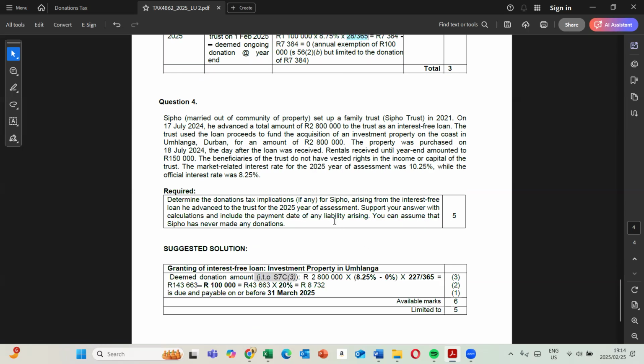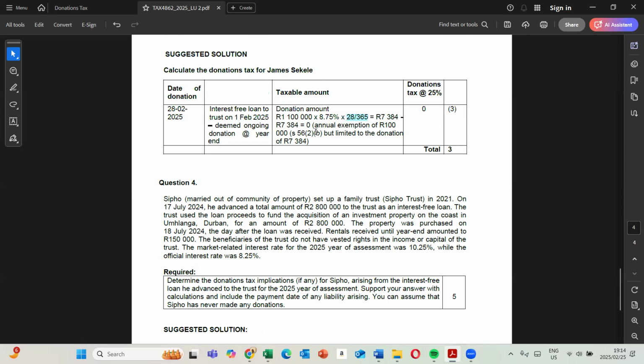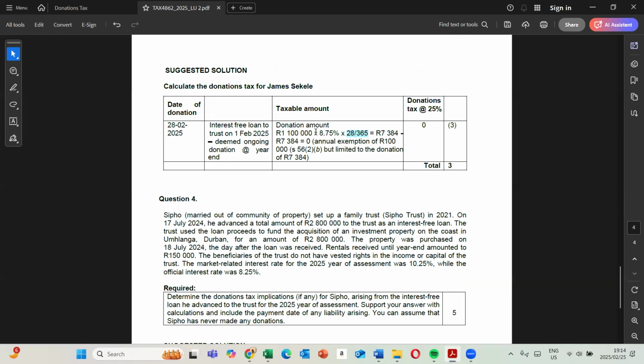All right, let's look at the last question. Simple, married out of community of property. Yes, ma'am. I would have said 10 minus the 8.75. What would I have been doing wrong there? That one now would be wrong, right?